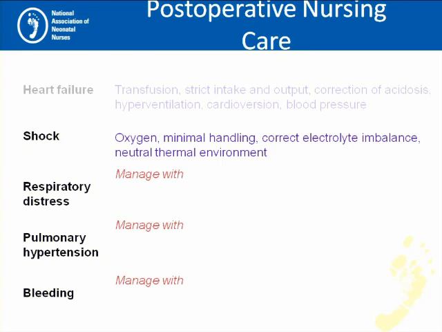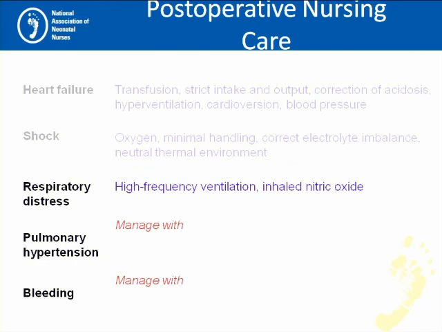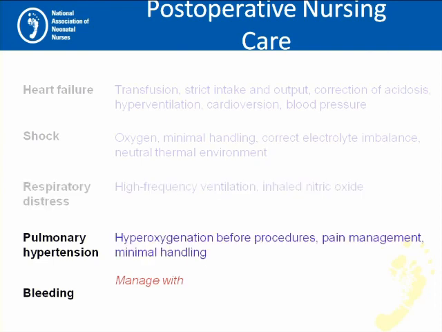In respiratory distress, monitor for signs of respiratory distress such as tachypnea, nasal flaring, retractions, grunting, and increasing ventilator support. Manage this with high-frequency ventilation and inhaled nitric oxide. For pulmonary hypertension, monitor for signs of pulmonary hypertension, such as the need for increased oxygen or respiratory support and poor perfusion. Manage this by avoiding hypoxemia and acidosis, hyperoxygenate before procedures, manage pain, and minimize handling.